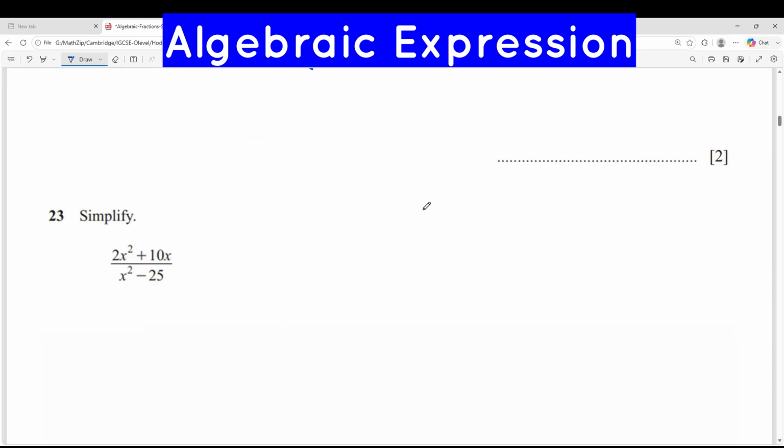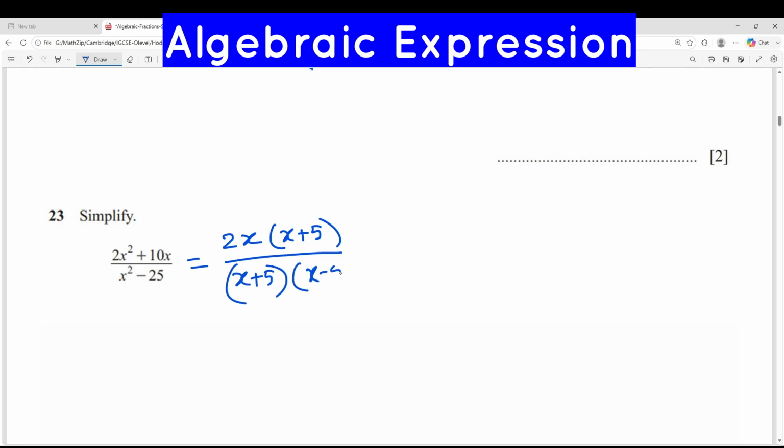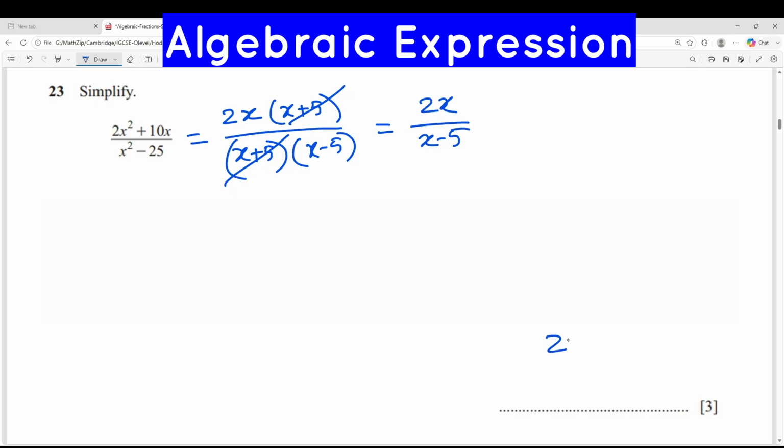Okay. So next, simplify (2x² + 10x)/(x² − 25). So here we can take common 2. So here will be 2x can be common, right? Not only 2, 2x. So here is 2x(x + 5) over x² − 25. So we can write this one (x + 5) times (x − 5). So x + 5 out. So our answer is 2x/(x − 5). Okay. So 2x/(x − 5).